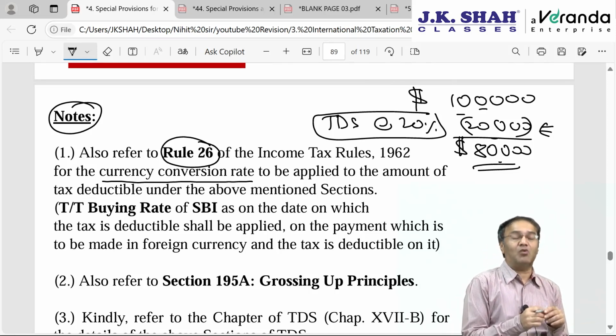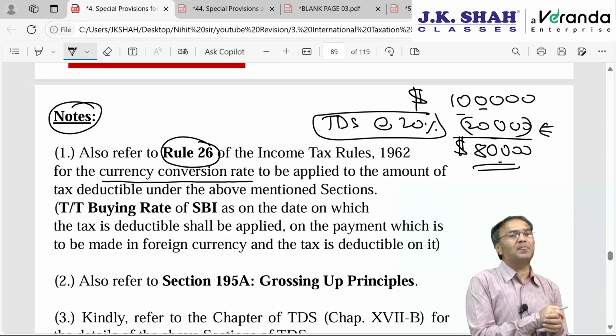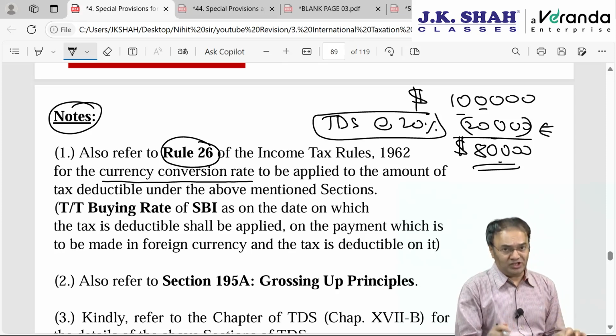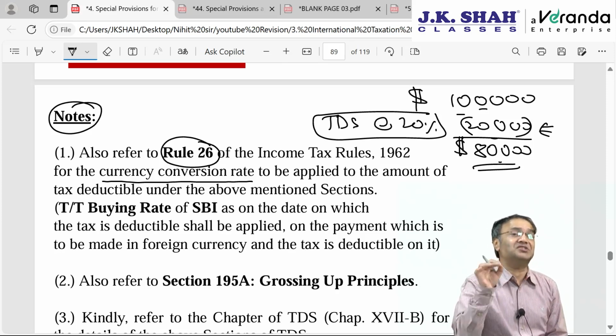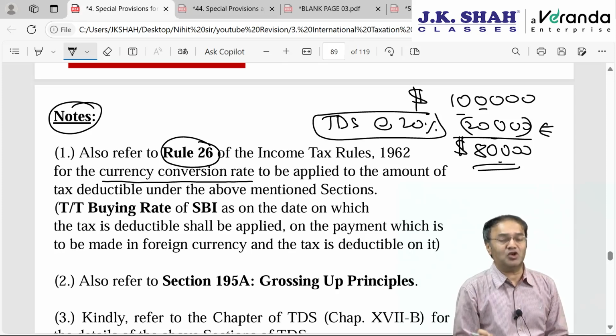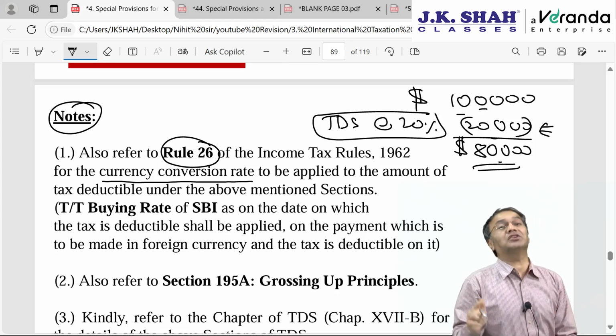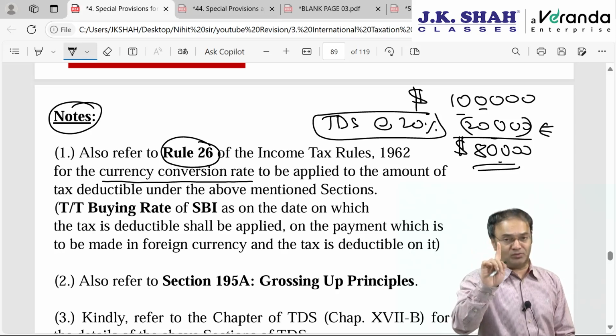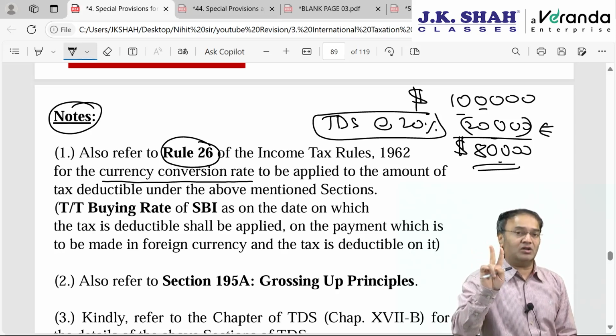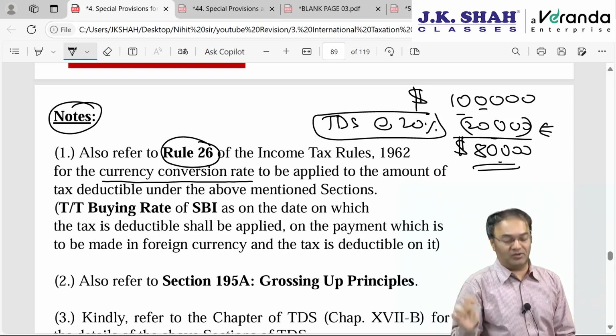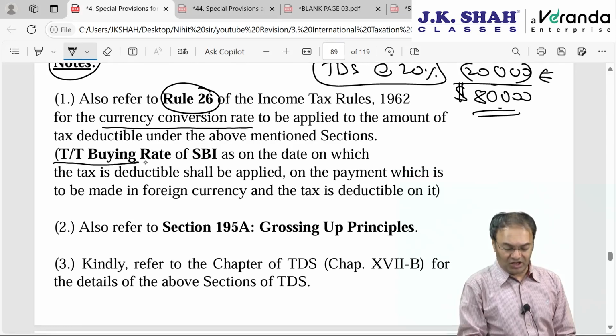That is okay. Now what? Then, but as on which date? So answer, TTBR as on the date on which tax is deductible. When is the tax deductible? Answer, tax is deductible either at the time of making actual payment, the payment date, or the date on which payee account is credited, whichever is earlier. The telegraphic transfer buying rate as on the date on which the tax is deductible shall be applied.